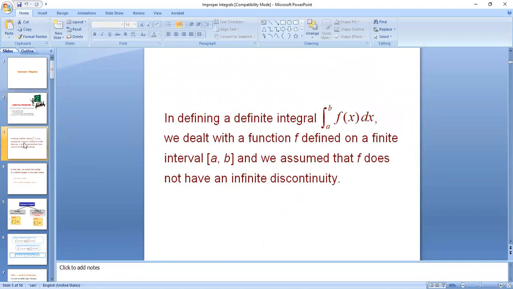In defining a definite integral, the function of x dx from a to b, we dealt with the function f defined on a finite interval a and b. Finite means specific in the interval, like 0 to 10, 1 to 5, negative 6 to 10. And we assume that f does not have infinite discontinuity. If you recall the properties of integrals I discussed a few minutes ago, property number one is that the integral value will exist for that definite integral if the function, when plotted on the designated interval, will not have any discontinuity.